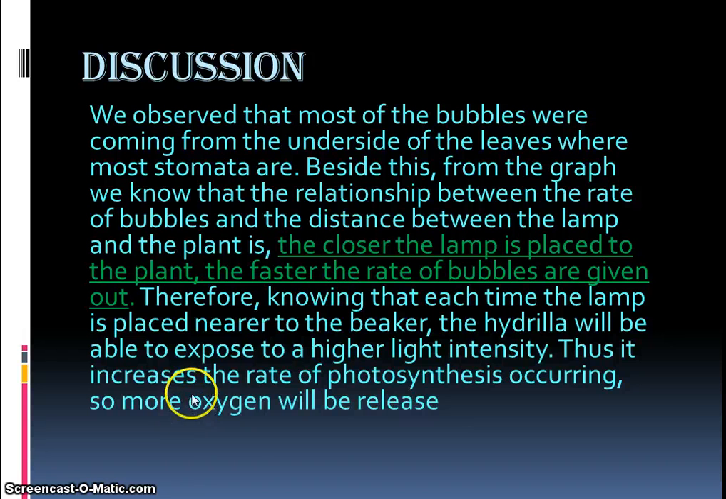We observed that most of the bubbles were coming from the underside of the leaf where most stomata are. Besides this, from the graph, we know that the relationship between the rate of the bubbles and the distance between the lamp and the plant is: the closer the lamp is placed to the plant, the faster the rate of bubbles given out. Therefore, each time the lamp is placed nearer to the beaker, the hydrilla will be exposed to a higher light intensity. Thus, it increases the rate of photosynthesis occurring.